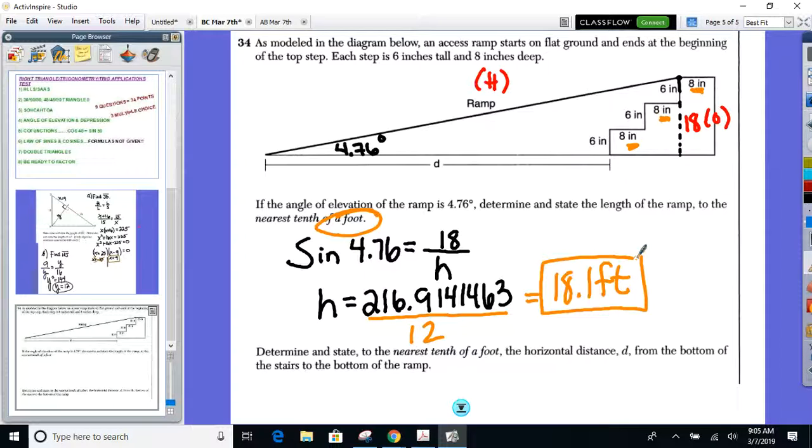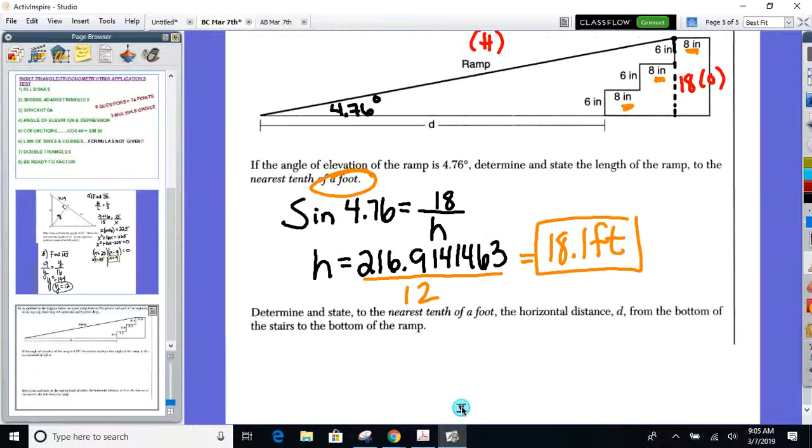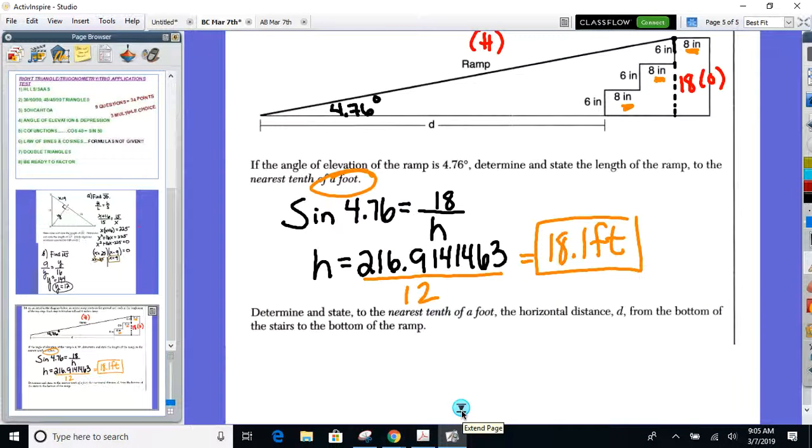Yep, yep. And it's going to get even trickier now. Everyone ready? Next up, determine, again, nearest tenth of a foot. All right, so we're going to have to convert at the end. That's fine. The horizontal distance, D, from the bottom of the stairs to the bottom of the ramp. All right, so that distance, D.